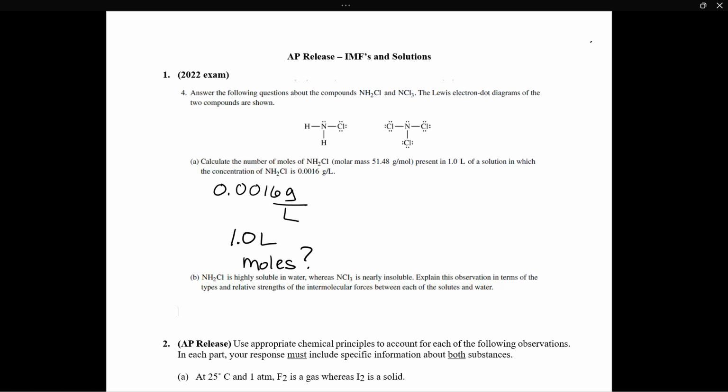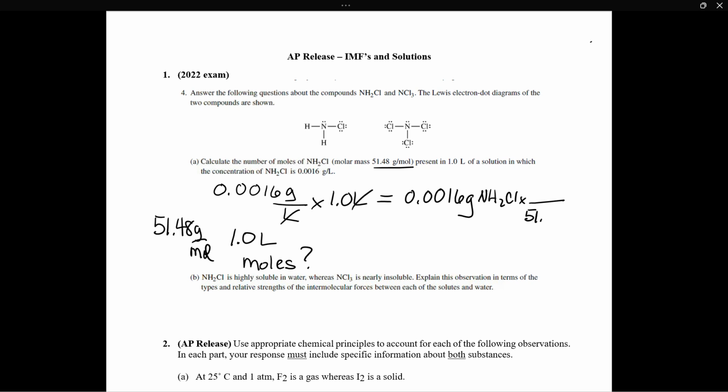So we know if we could figure out grams, we could find the moles, because I know what the molar mass is, 51.48 grams per mole. So what I'm seeing here is I have a grams per liter and I have a liter. So if I multiply these together, the liters are going to cancel. And so what that tells me is in my sample, I have 0.0016 grams of NH2Cl. And I'm trying to find moles. So I'm going to take my grams and I'm going to say, okay, there's 51.48 grams per every 1 mole of NH2Cl. So that ends up being 3.1 times 10 to the negative fifth.